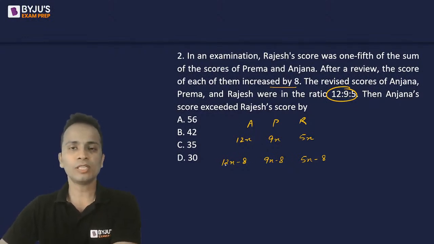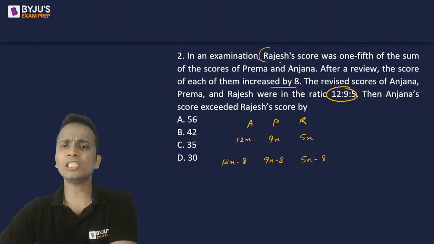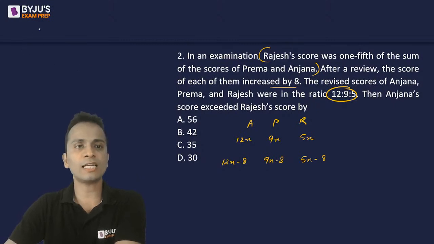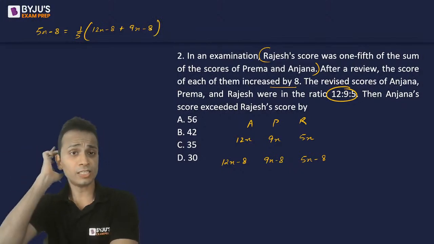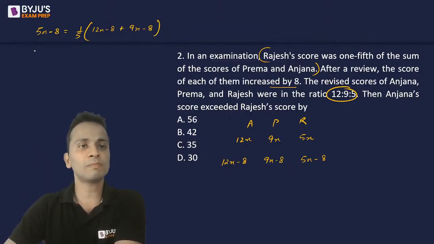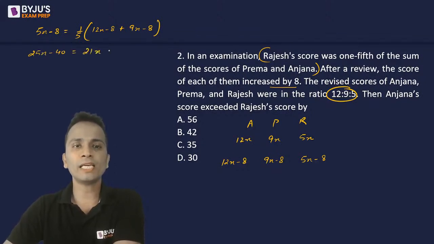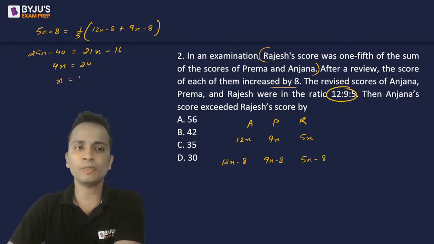Done. Now the relation between these scores is given, that Rajesh's score was 1/5 of the sum of the scores of Prema and Anjana. So Rajesh, that is 5x minus 8, is equal to 1 by 5 of the scores of the other two people. That is 12x minus 8 plus 9x minus 8. This is the equation. So I can cross multiply. 25x minus 40 is equal to 21x minus 16. So I can write that 4x is equal to 24, and the value of x comes out to be 6.